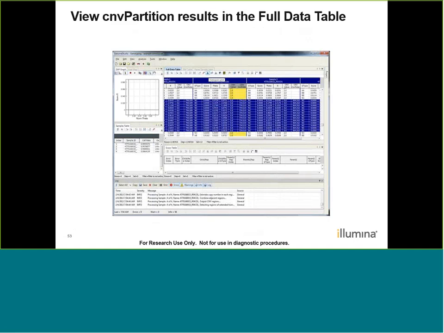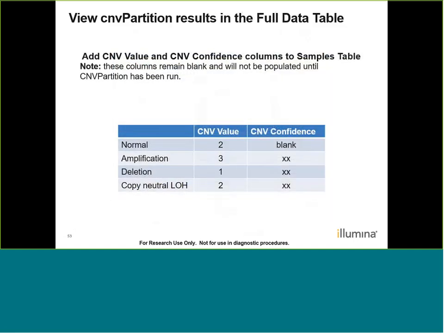So CNV confidence is calculated only when the CNV value is not normal. So if the CNV value is 2, and it's normal, you'll see that the CNV confidence value is blank. For an amplification, you will see a CNV confidence value as well as for a deletion. You can identify copy-neutral losses of heterozygosity by looking for those that have CNV value of 2 and CNV confidence with a value.